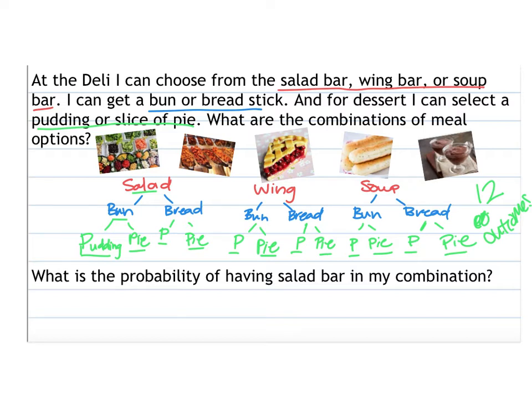Then we have a probability question here. What is the probability of having salad bar in my combination? Okay, so the salad bar is here. So I could have had salad bar bun with pudding, that's 1. Salad bar bun with pie, that's 2. Salad bar breadstick pudding, 3. Salad bar, breadstick, pie, that's 4. So I would have to choose all 4 of those because any of them include the salad bar. So that's 4 out of the 12 total, which would be 1/3.